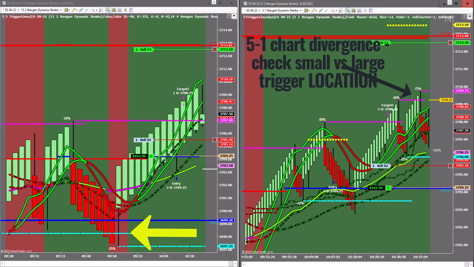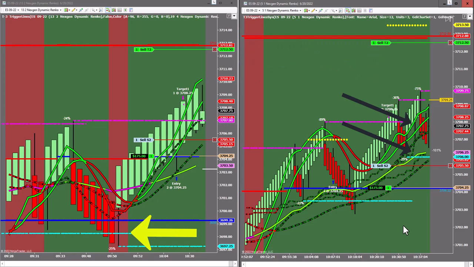Traditionally, if you have a very strong low, which we have, and you have very strong trigger lines on your 13-2 chart, you're going to want to watch the small trigger lines versus the large trigger lines on your 5-1 chart. And as long as the small trigger lines remain outside of the large triggers on your 5-1 chart, just like in our management section when you read into it, we're going to want to stay in that position, even if there's 2 or 3 divergences.